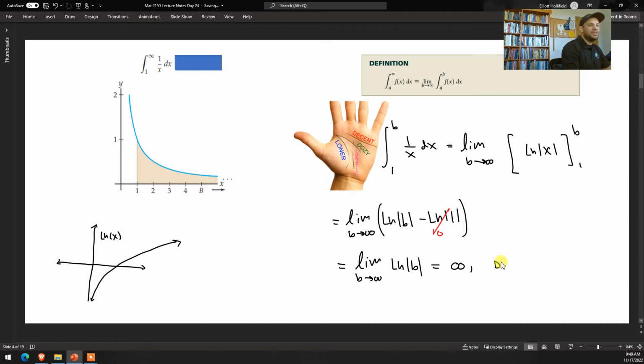So this is also a divergent integral, which means that it captures an infinite amount of area as we consider the integral towards this horizontal asymptote at infinity.